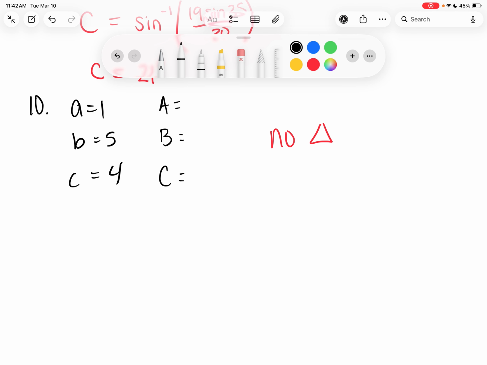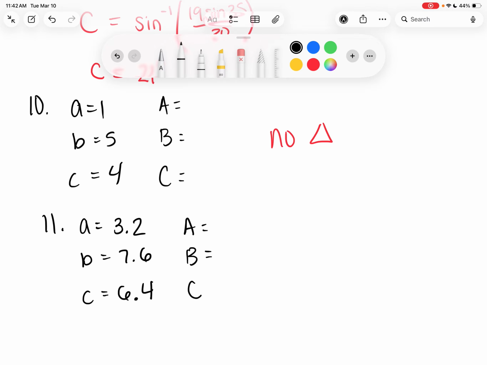All right, there's not a whole lot of side problems, so I'm just going to do 11. This one will actually work. There's not a whole lot of sides that actually work out to be a triangle, so we're just going to do this one real quick. 11, 3.2, or hold on. A is 3.2, B is 7.6, and C is 6.4. So I'm solving for angle A, angle B, and angle C.